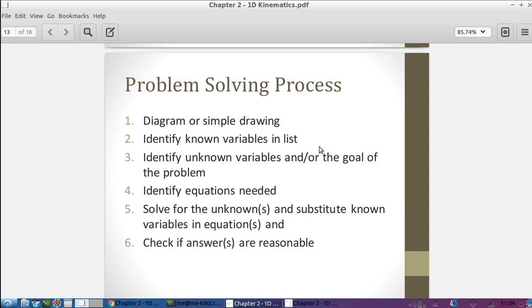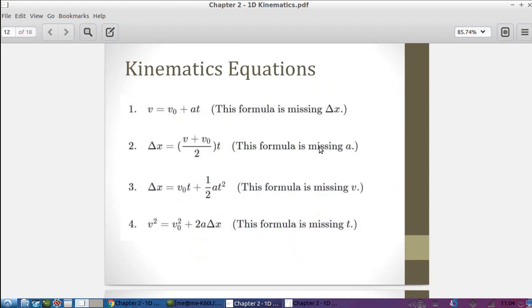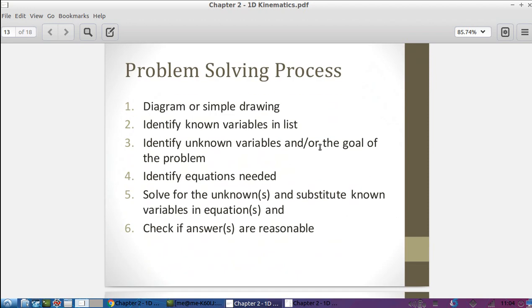Identify what's being asked, right? They're gonna tell you to do something at the end of a problem or ask you to find some quantity. So identify what's missing and find out what you're trying to solve for. So once you have steps 2 and 3, you've got your known variables, you've got your unknown variables. Look back at your kinematics equations, okay, and identify which equations are going to be necessary to solve the problem.